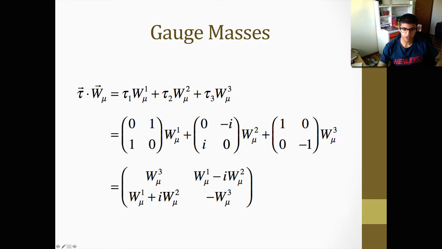If we multiply those out, we get a W3 mu, and then for the next term we get essentially a W1 mu plus an I W2 mu, and a negative W3 mu, and a W1 mu minus I W2 mu. So you're wondering what that is? It's basically we're just multiplying the terms out to the leading terms. So we're essentially figuring out the product, and this is the result that we get.